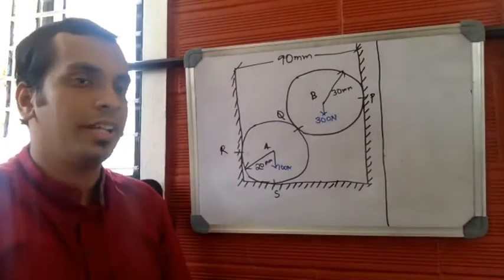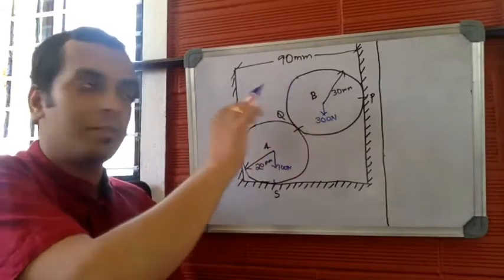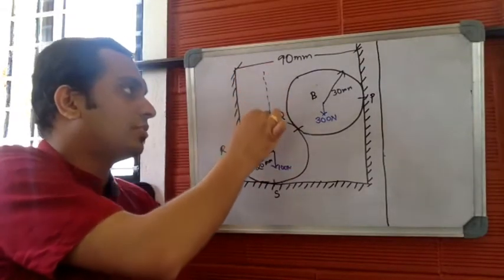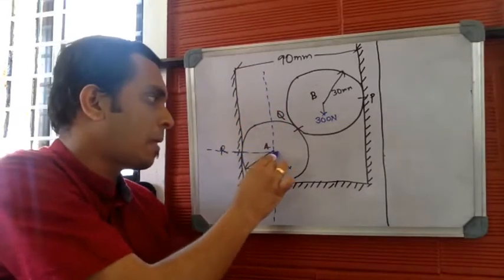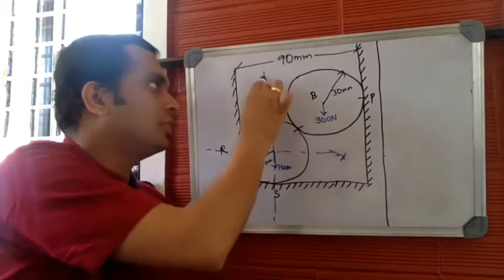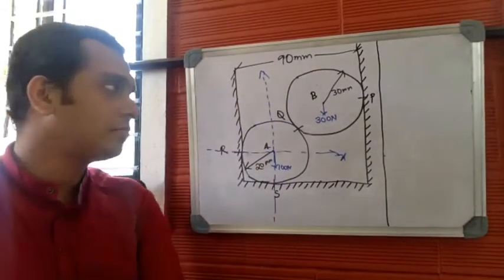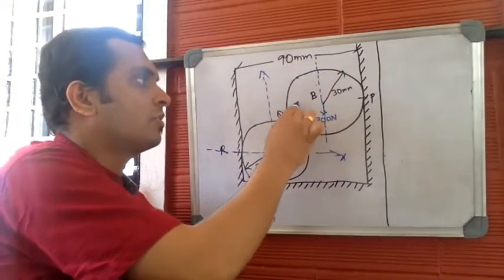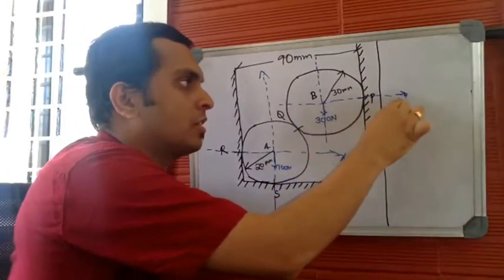Now, step number one is to identify the center. Let us consider the lower sphere as well as the upper sphere simultaneously. Let us consider the center and let us draw the coordinates. Let this be the y-axis and let this be the x-axis for the lower sphere. And let this be the y-axis and x-axis for the upper sphere.